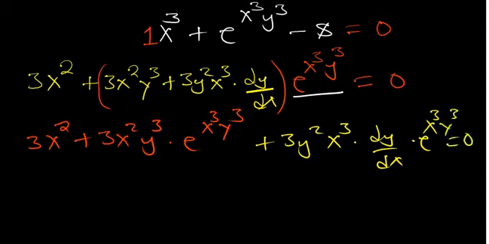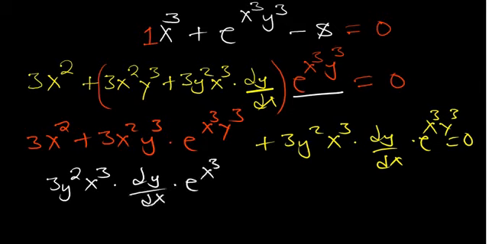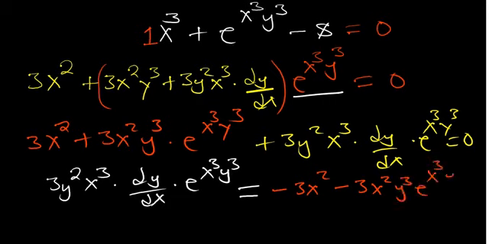So our goal is to make the part with dy/dx a subject. So everything else goes the other side. So we remain with 3y squared x cubed dy/dx. And then we have e to the power x to the power 3 y to the power 3 is equal to. So these two terms are going to the other side. They'll become negative, right? So we have negative 3x squared, negative 3x squared y cubed, exponential x to the power 3 y to the power 3.